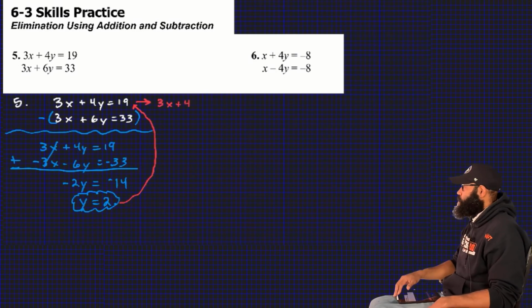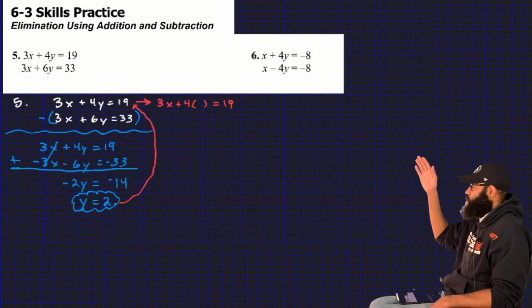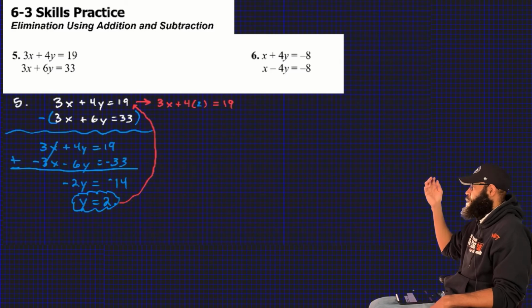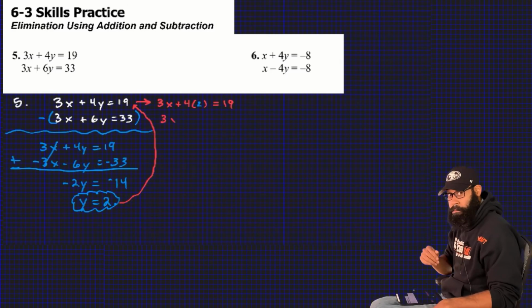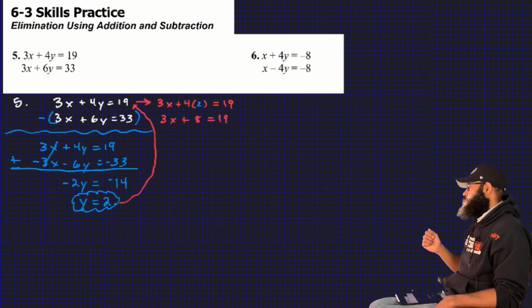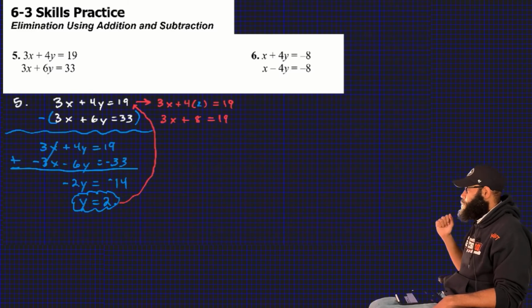It looks like I'm choosing the top equation to finish the problem, meaning if you know what x is, go find out what y is. 3x plus 4y is equal to 19. So 3x plus 4 times 2 is equal to 19. 3x plus 8 is equal to 19. Subtract 8 from both sides, right? So it ends up giving me now 3x is equal to 19 minus 8, which is 11. And then my brain kind of goes, well, fractions are okay.